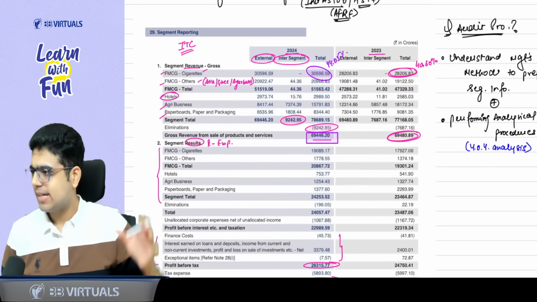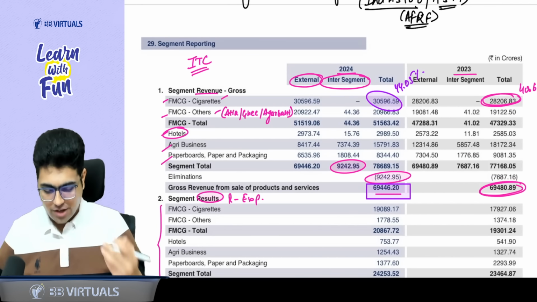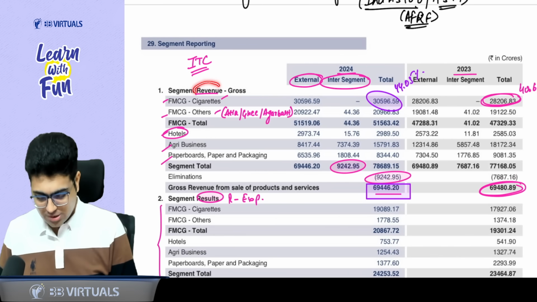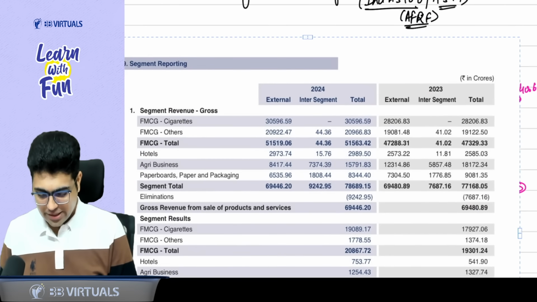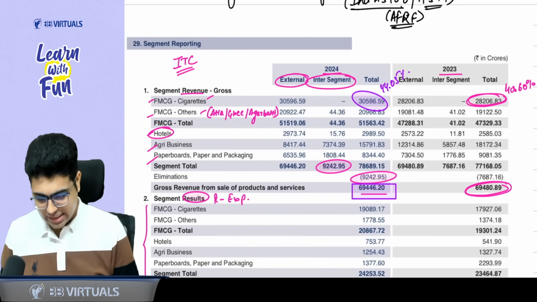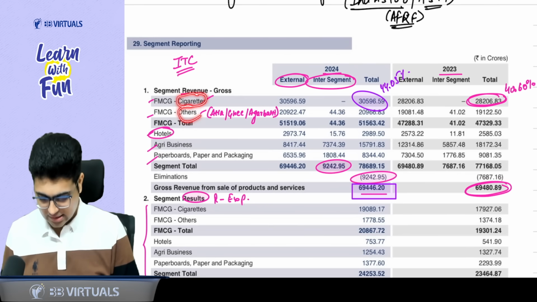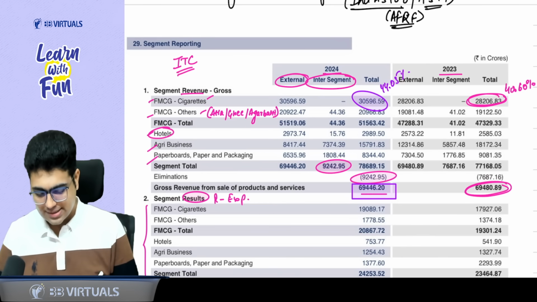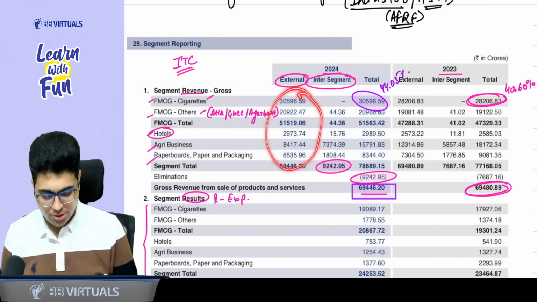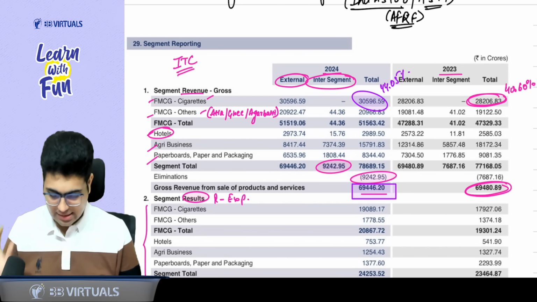Now, sir, this is what segment information looks like. A quick revision of this concept. This you have studied in FR also. So first of all, you show segment wise revenue. For example, let's take an example of ITC. There are various segments: cigarettes, others, hotels, agricultural business, paperboard. So you show segment wise revenue, external revenue, internal revenue.